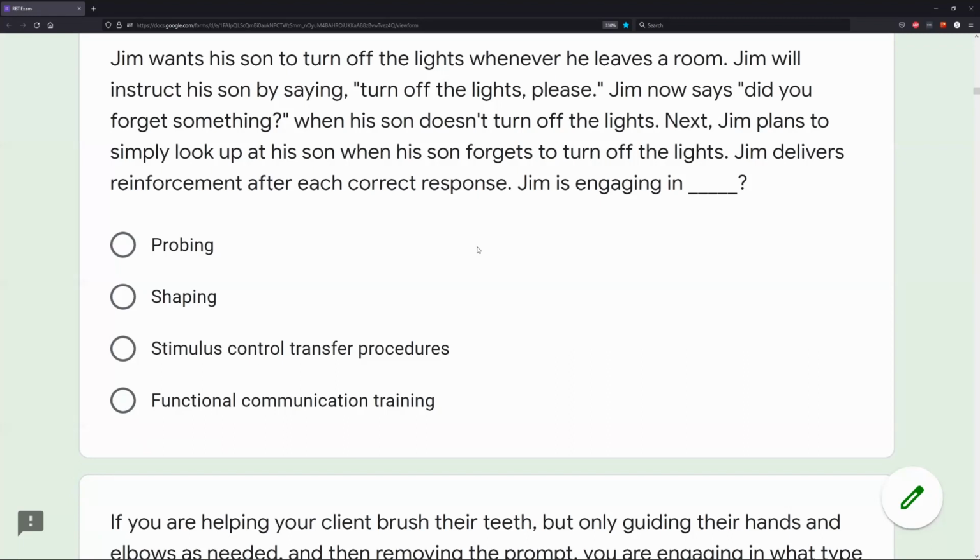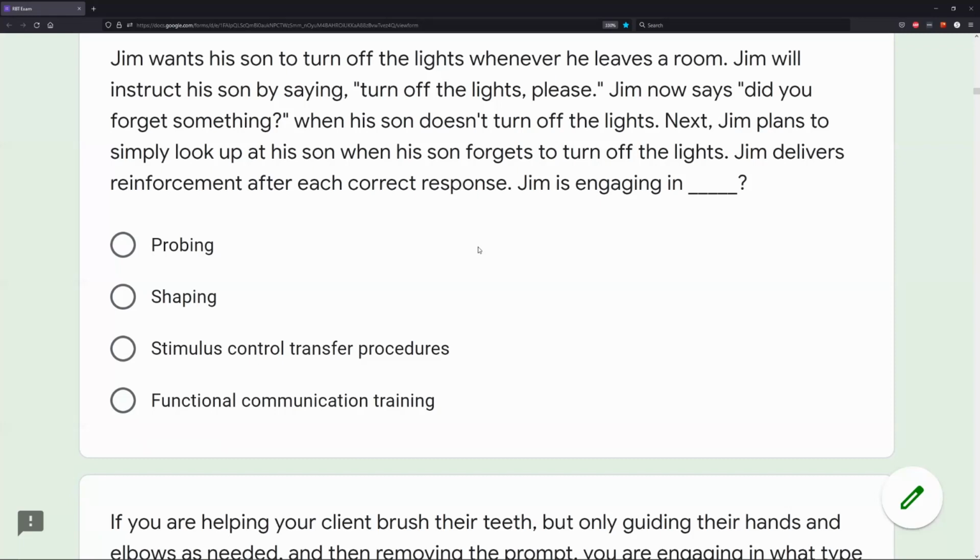So Jim is doing what, right? Is he probing? Is he shaping? Is he engaging in a stimulus control transfer procedure? Or is he doing functional communication training? Now, what probably first came to your mind was prompting, which is correct. You might have said fading, which is correct. You might have said most to least prompting, which is correct.